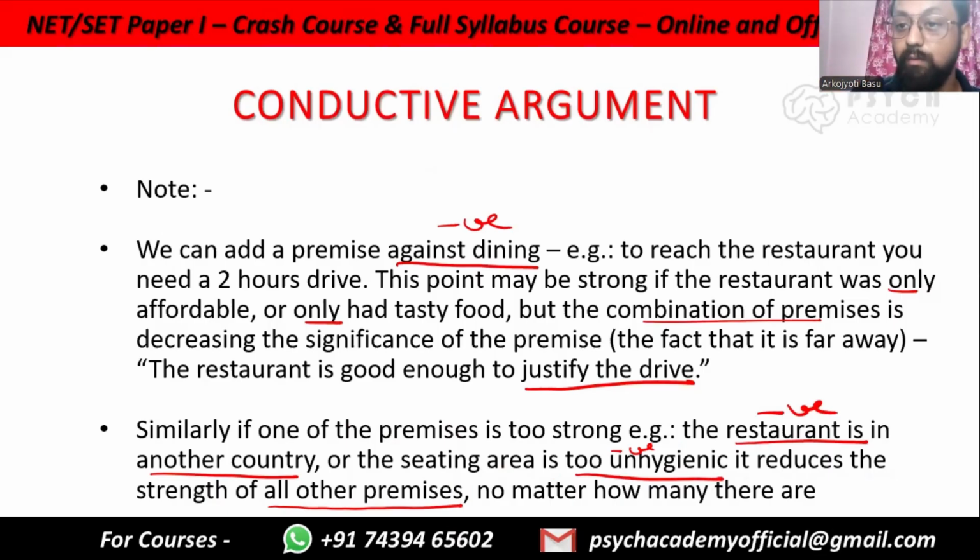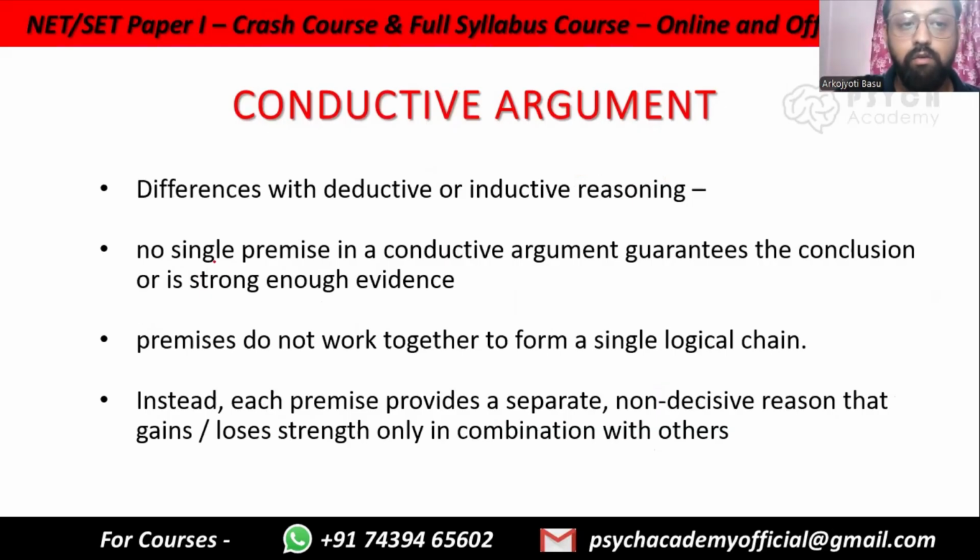So in a conductive argument, the important point is that you are mixing up, converging, a set of premises that are independent of each other. They are not directly linked to each other. None of them is individually strong enough, but you are putting all of them together and making an integration or summary of the conclusion. So its difference from deductive or inductive is that no single premise in a conductive argument guarantees the conclusion.